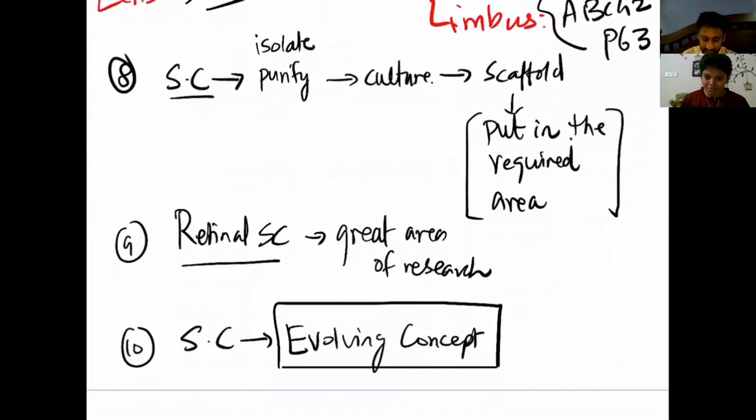She also mentioned the retinal stem cells. Because of the complex organization of the retina, it's very difficult to isolate that stem cell, and it is also very much an unexplored area. So it is also a great area of research as far as retinal stem cells are concerned.